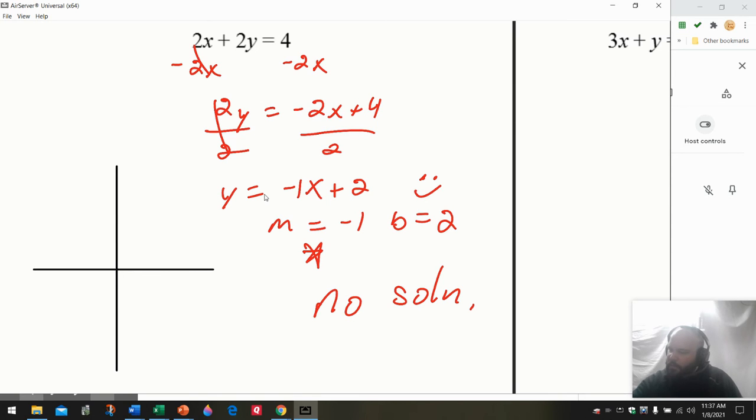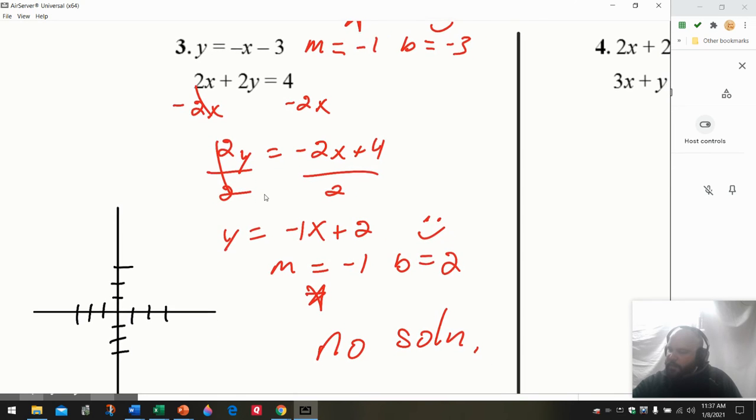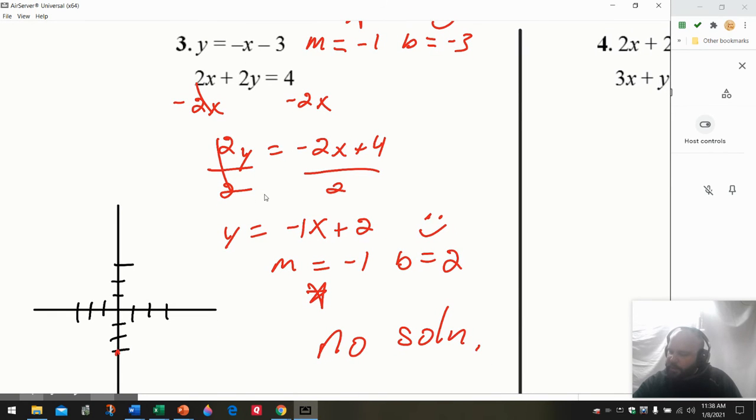So let's see here. Let's graph the first line in red. So the first line was the m was -1 and the b was -3. So we're going to go down 3. Then I'm going to go down 1 over 1, then down 1 over 1 again. So I'm going to get a line that looks something like that.